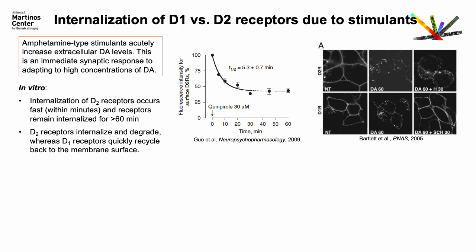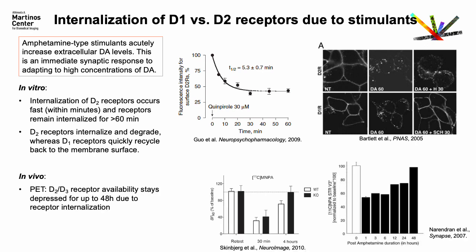It has been shown that D1 receptors can quickly recycle back to the membrane first, but again, only in vitro. The only in vivo evidence we have is from PET studies, where it has been shown that D2 receptor availability stays depressed for up to 48 hours due to receptor internalization.